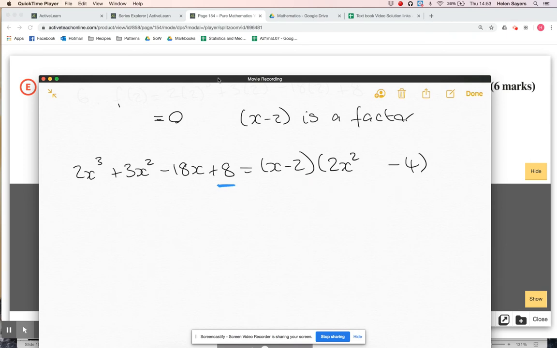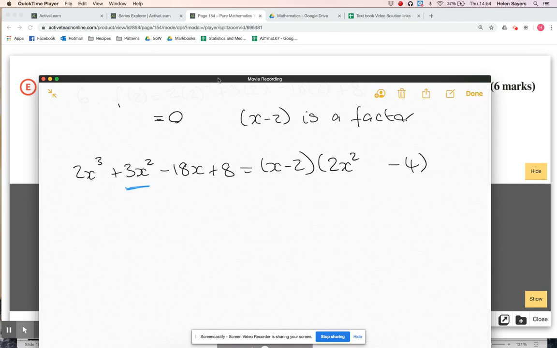To get the x term here, I'm going to look at the 3x squared. What I'm going to do for that is think about, when I multiply these brackets out, where am I going to get an x squared term?